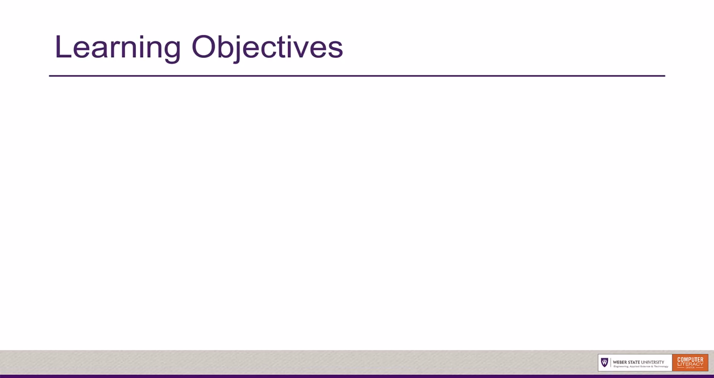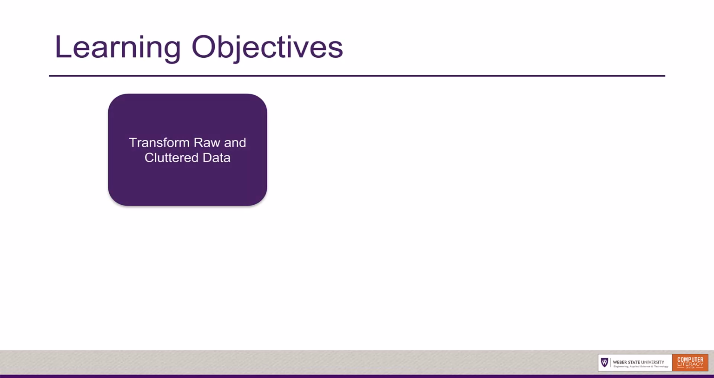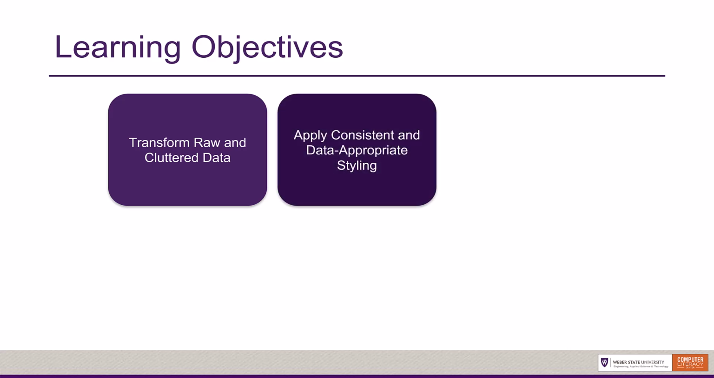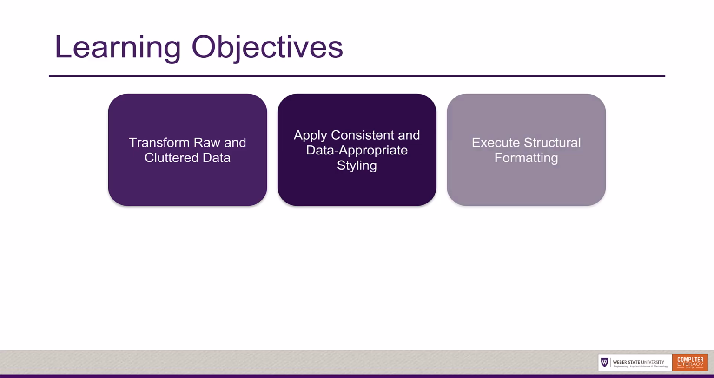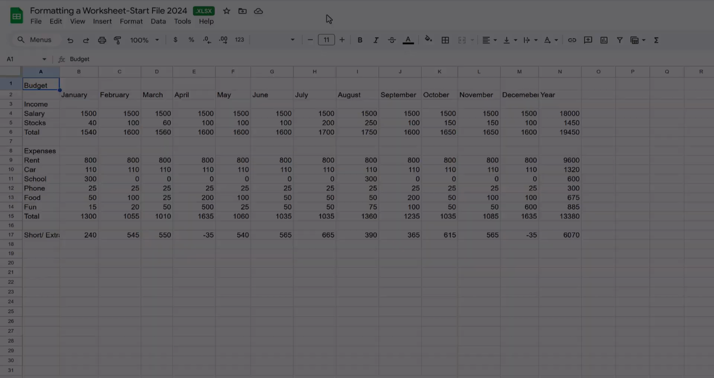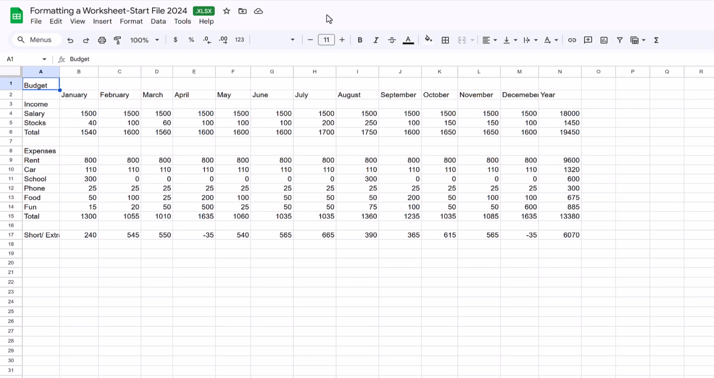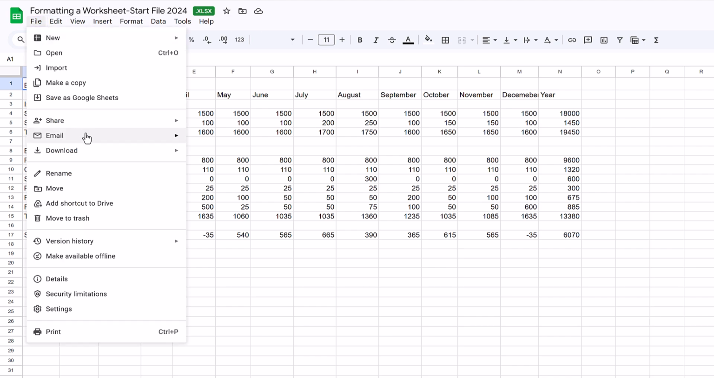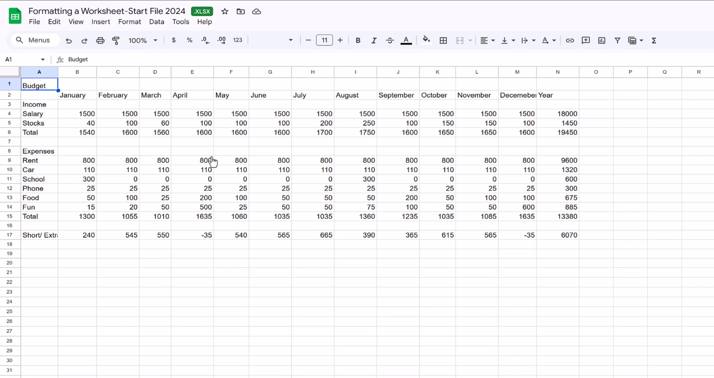In this video, you will transform raw and cluttered data into a clear, professional worksheet by applying consistent, data-appropriate styling and structural formatting. If you would like to follow along with the tutorial, click on the Formatting a Worksheet Start File link in the module. This opens a Google Sheets file of the start file. Since we're working in Excel, in this tutorial, select File, hover over Download, and select Microsoft Excel.